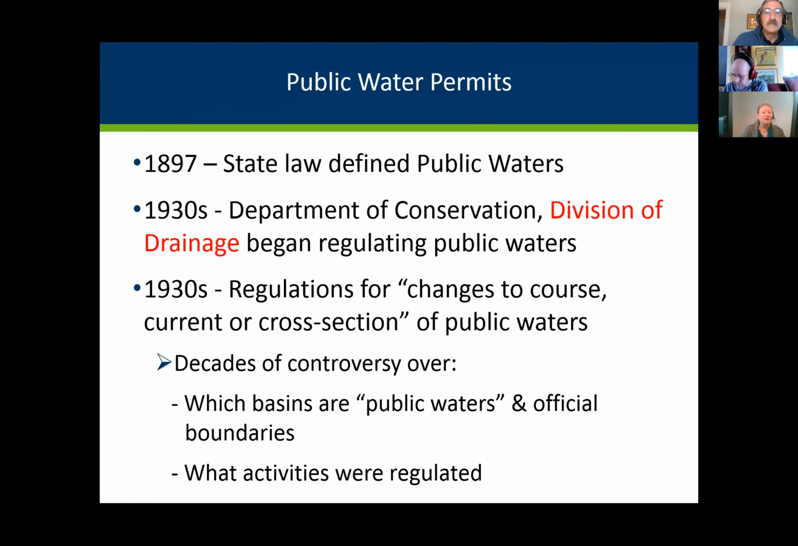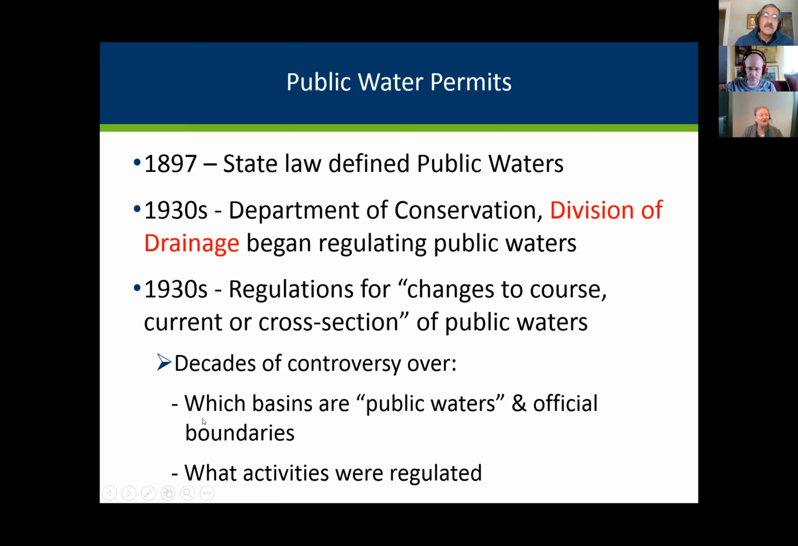We do have public water permits and rules, and those started over 100 years ago, when the state started defining public waters. In the 30s, they started regulating those public waters. But as I show in red, division of drainage, the focus was probably a little different back in the 30s in our regulations, and they've changed quite a bit over the years. But they started looking at regulations for any changes to the course, current, or cross-section of our public waters.